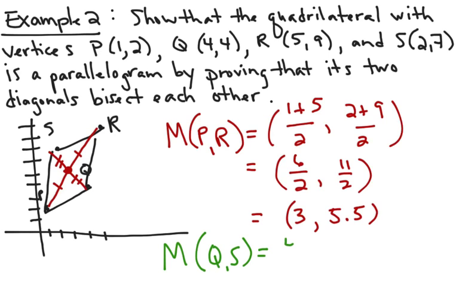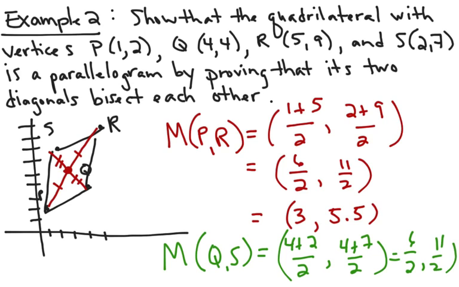So is (4 plus 2) over 2, comma, (4 plus 7) over 2 at the same location? Well, look at what we get. 6 over 2, 11 over 2, which gives us 3, comma, 5.5. A theorem from elementary geometry states that the quadrilateral is therefore a parallelogram, since their midpoints are at the same location.